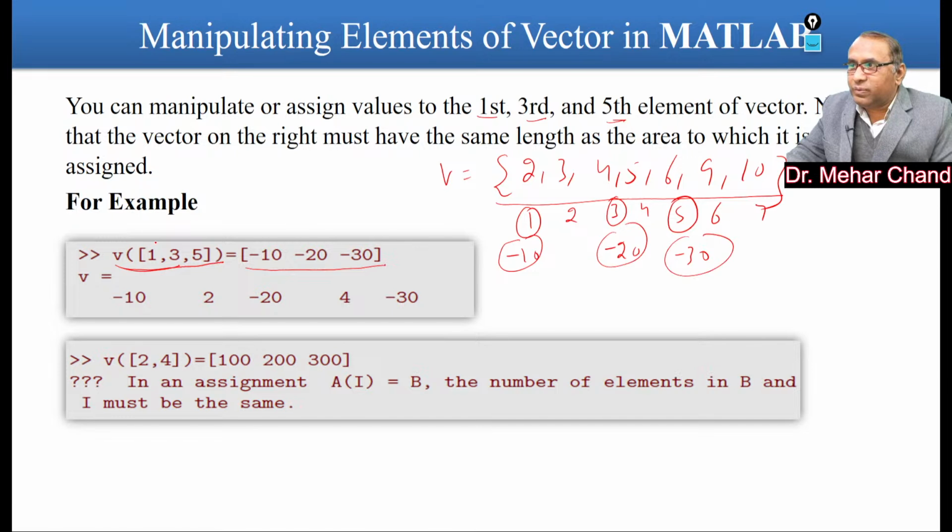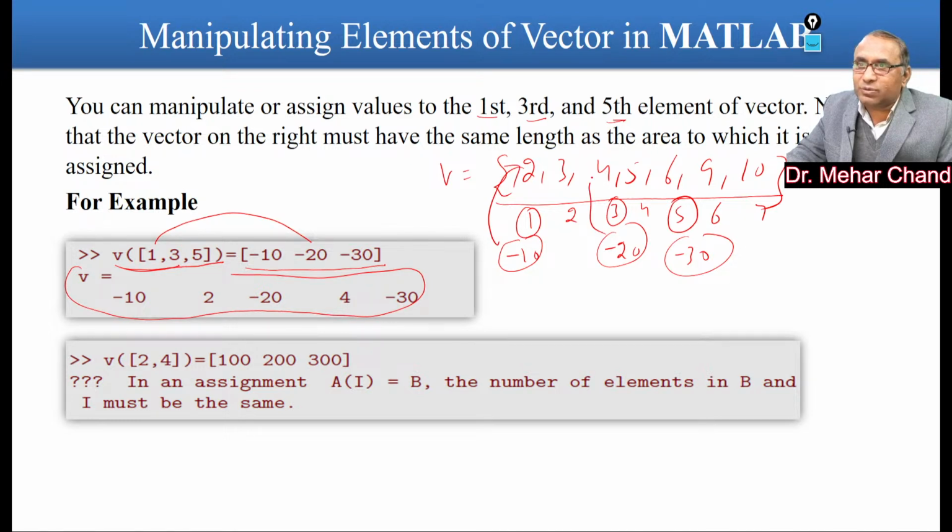So this statement will replace the corresponding elements, and we have a new vector, and the new vector will be this one. So this value will be replaced by -10, this also will be replaced by -20, and this element will be replaced by -30. Okay, let's see it in MATLAB.